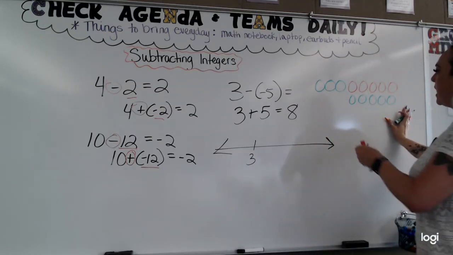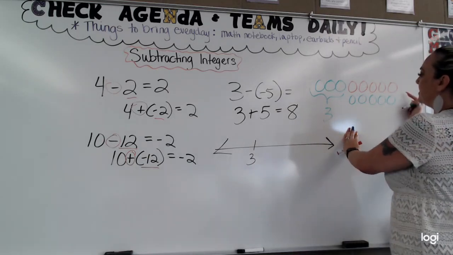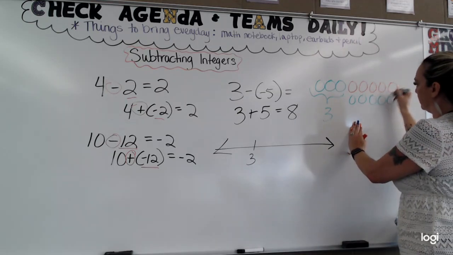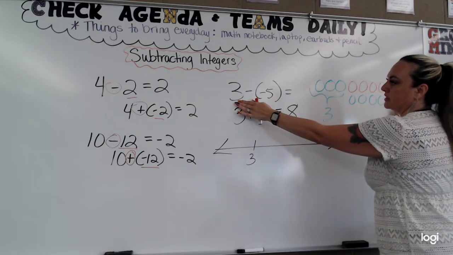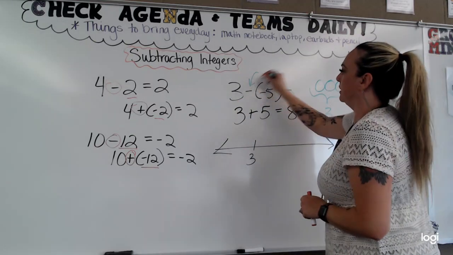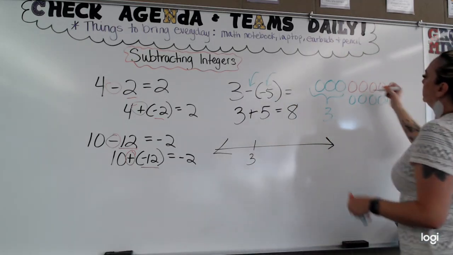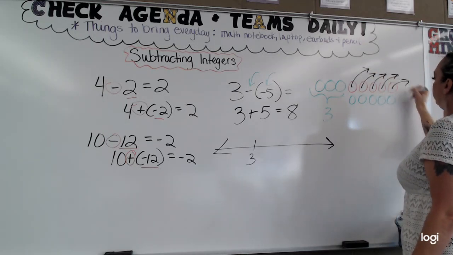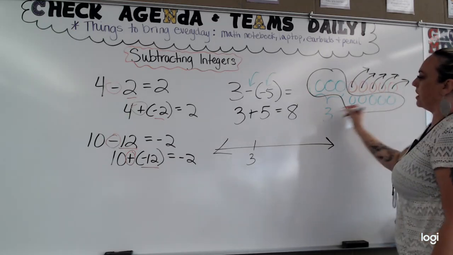You see now how we have our 3, and we have 5 0 pairs. This is still 3 plus 0. This is 0, 0, 0, 0, 0. So this is still 3. I haven't changed the value of this. But now I can take away my 5 negatives. 1, 2, 3, 4, 5. What's left? Positive 8.